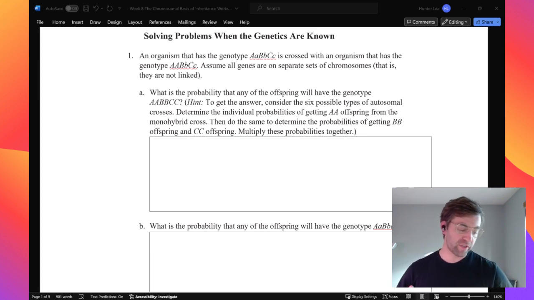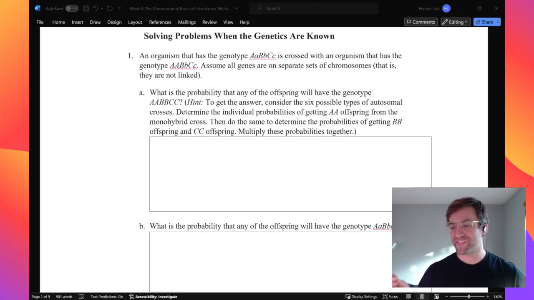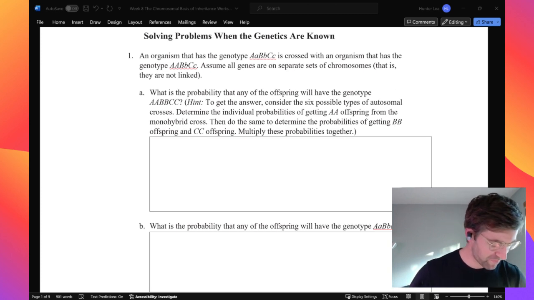Week 8 topics. We're looking at the chromosomal basis of inheritance, building a little bit more on what we learned about last week. We're going to be doing a lot of Punnett squares. Sit tight. We're going to be looking a little bit more closely at some of those other inheritance patterns that we mentioned briefly, but didn't take too deep a dive into.